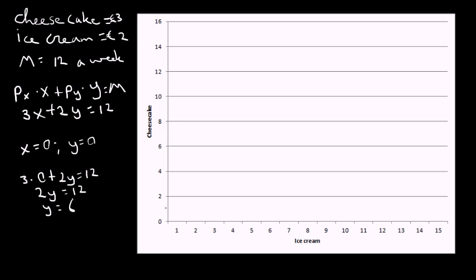And then we'll do the same for y is 0. If y is 0, we get 3x plus 2 times 0 is 12, which is 3x equals 12, meaning that x is 4. So at this point, we know that where ice cream is 0, cheesecake will be 4. So right there. And then we will simply draw a graph from this point to that point. So this is the graph of the budget constraint in this particular situation.